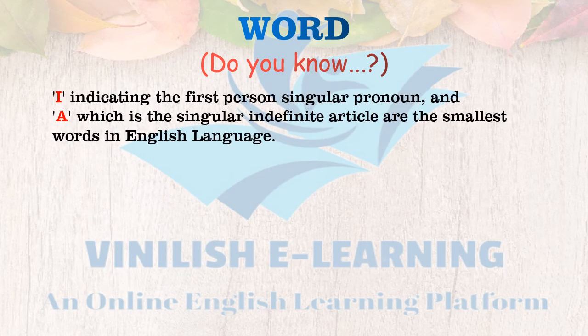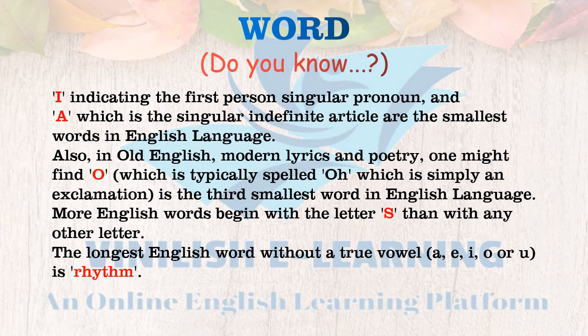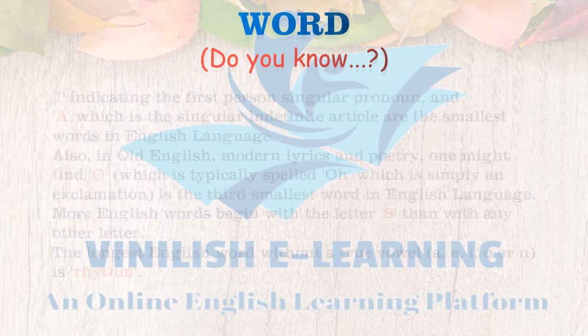Facts. I, indicating the first person singular pronoun, and a, which is a singular indefinite article, are the smallest words in the English language. Also, in Old English, modern lyrics and poetry, one might find O, which is simply an exclamation, the third smallest word in the English language. More English words begin with the letter S than with any other letter. The longest English word without a true vowel A, E, I or U is rhythm.